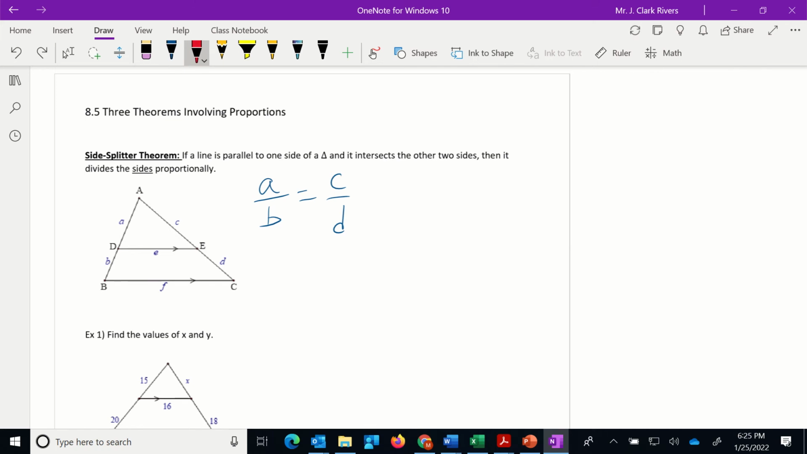The other way this is divided is you might go left over right. This also works. A over C, right? Left over right is equal to B over D, left over right, B over D. So either of these proportions works when there is a line parallel to one side of the triangle. Okay.